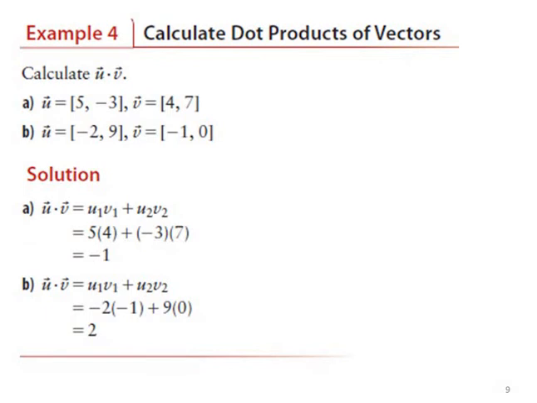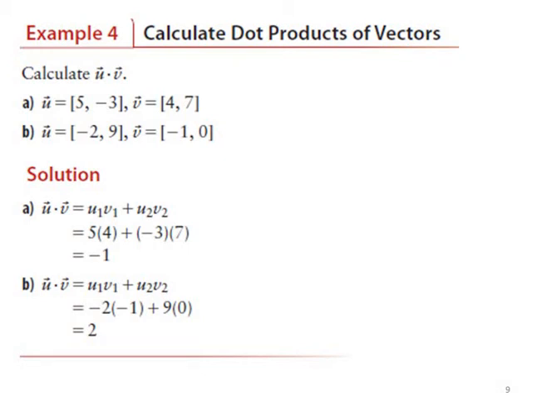Let's see the next example. Calculate dot products of vectors. Calculate the dot product of u and v. We have u and we have v. So the dot product is going to be u1 v1 plus u2 v2. So 5 times 4 is 20. Negative 3 times 7 is negative 21. So it's going to be 20 minus 21, which is negative 1.